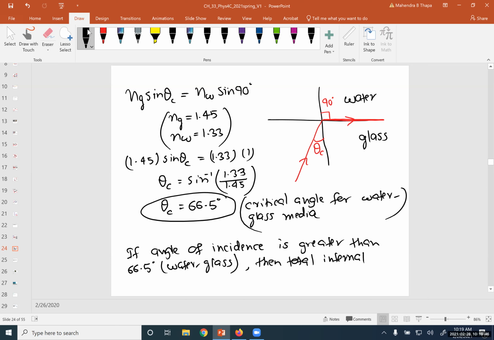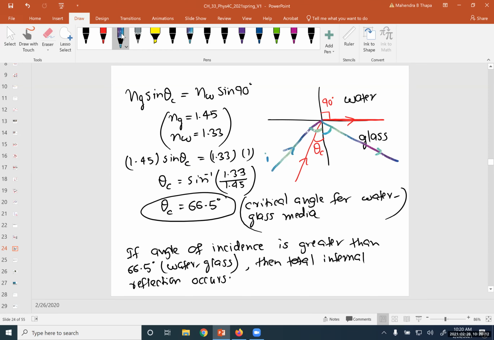Total internal reflection occurs. So this means if I use the light bigger than that, instead of having refraction, it will go to the reflection. So this angle and that angle will be equal. Now it is the reflection.